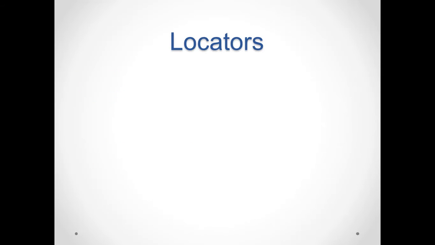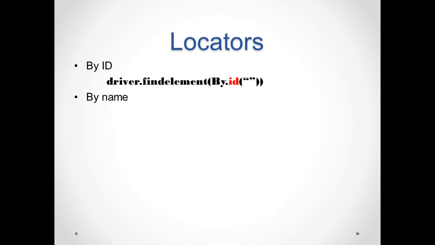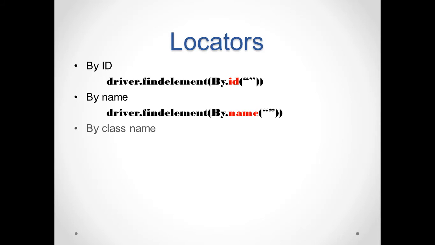Here we have some locators to find elements in a form. By ID we can find the element. Here is the syntax: driver dot find element by ID, and we give that element ID here. By name we can find also: driver dot find element by name. If we give the name of that element, then it can find it and perform the action.